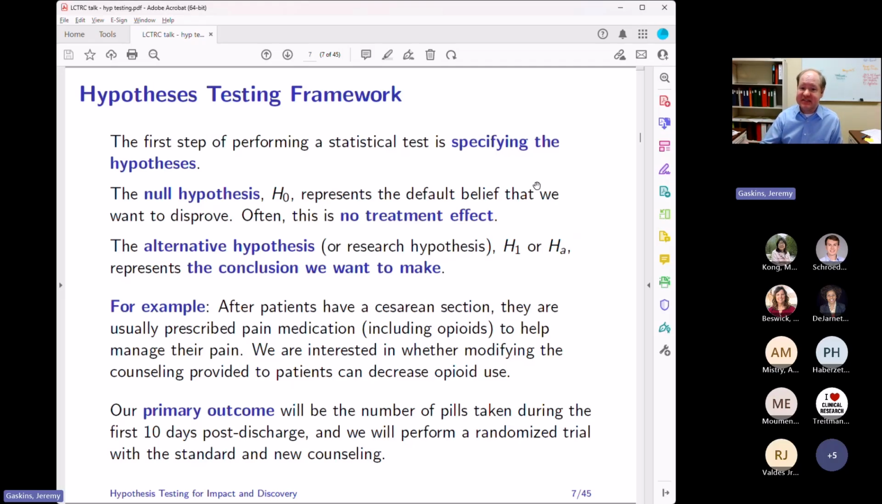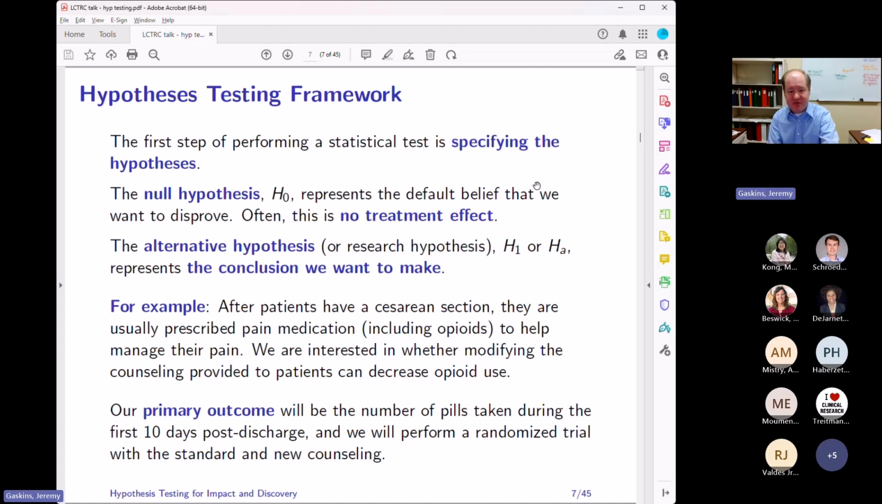I need a null hypothesis, H0 or H-naught, and that's going to represent the default belief that we want to disprove. So typically this means there's no treatment effect, there's no association between the exposure and the outcome, something, again, often involving the word no, right? No difference. It's our null belief, our default belief, the null hypothesis. And then the thing that we want to claim, that we want to be able to quote unquote prove, is usually going to be what we call the alternative hypothesis. That is going to be denoted by H1 or HA and represents the conclusion that we want to make.